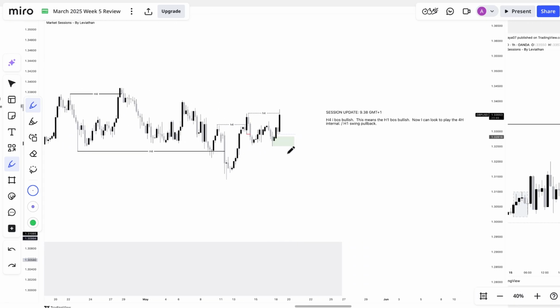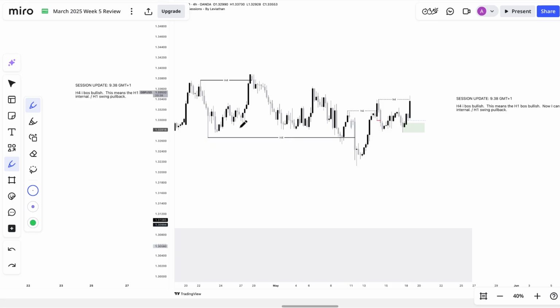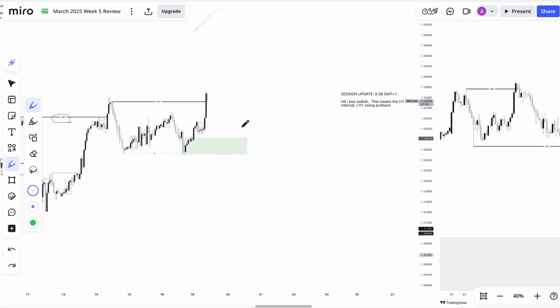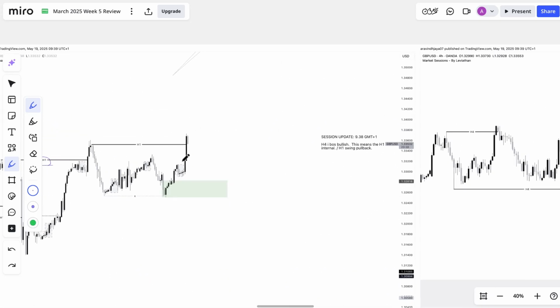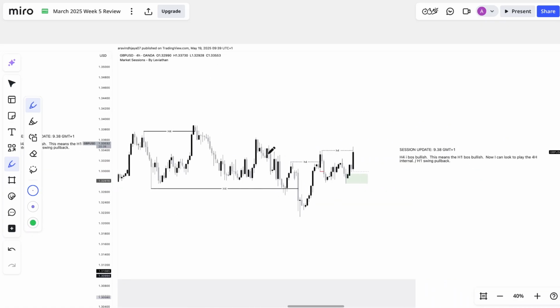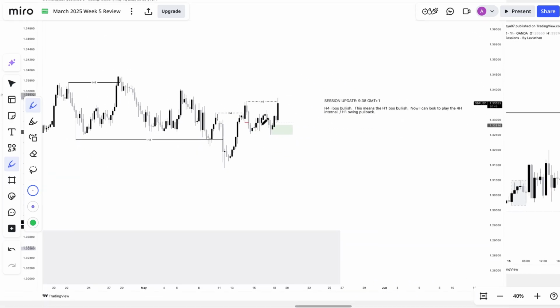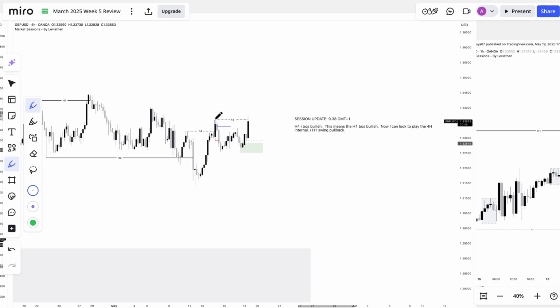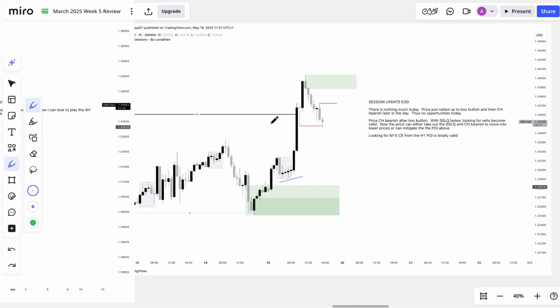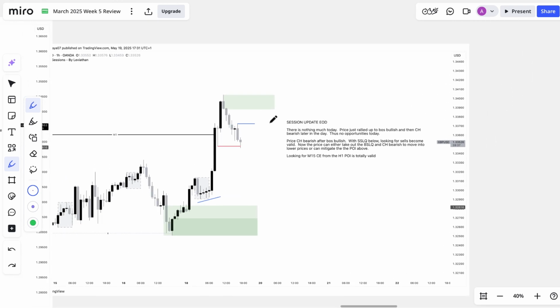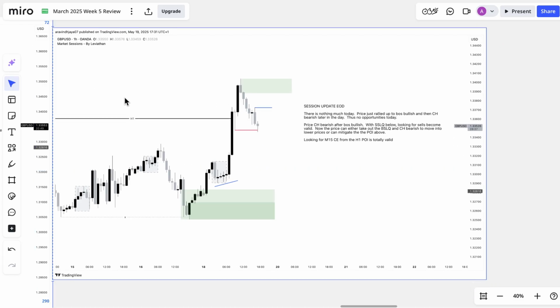At 9:38, this is actually a session update, not 2 hours passed. We can see that the H4 internally was bullish, which means that we can expect the price to push down, or we expect the price to continue pushing up. That totally depends on how the H1 price action behaves.